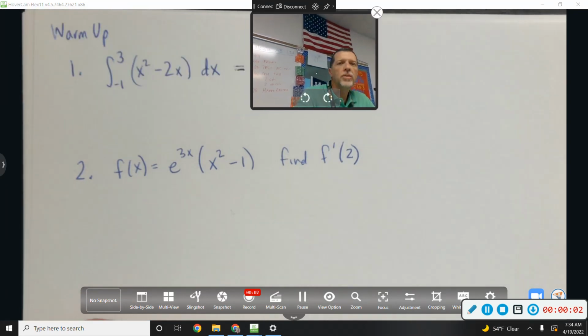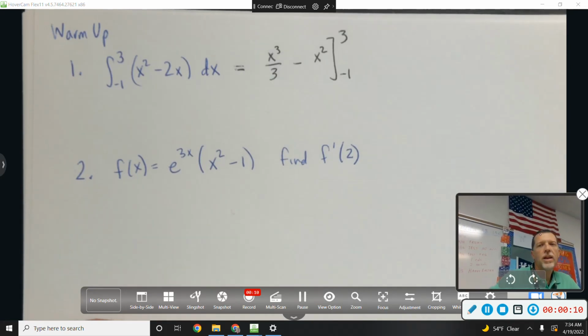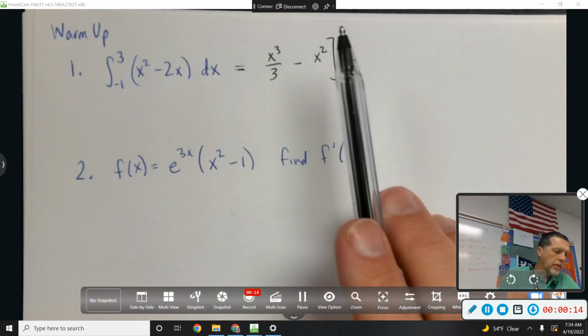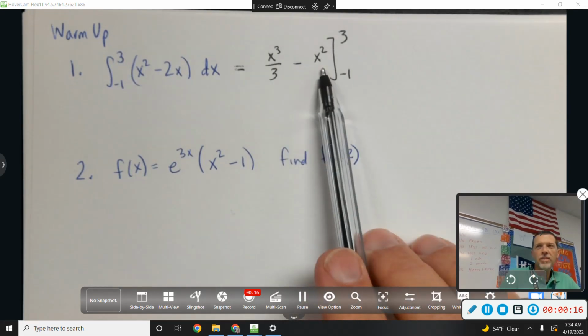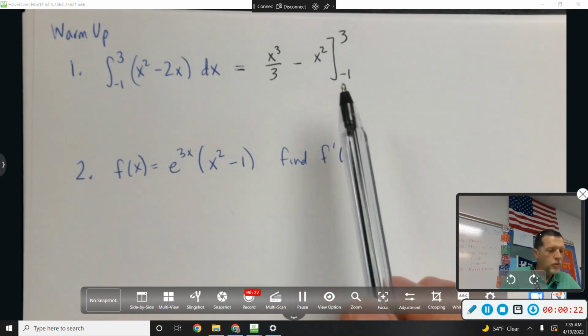So warm-ups, cover up the answer. If you're at home watching, try both of those and then come back and we'll look at them. So up the power by 1, divide by the new power, up the power by 1, divide by the new power. We good so far? Safe stop, yes or no? Not yet, like one step away.